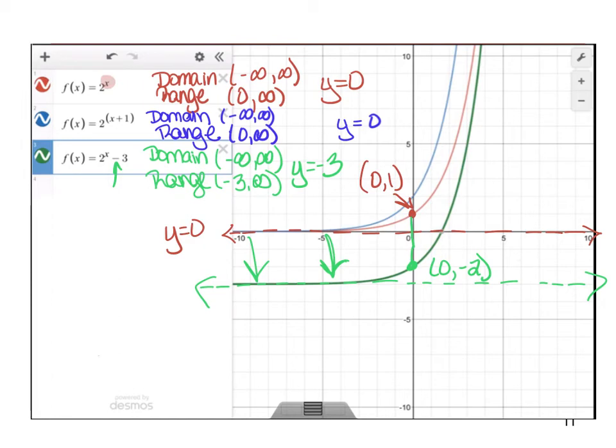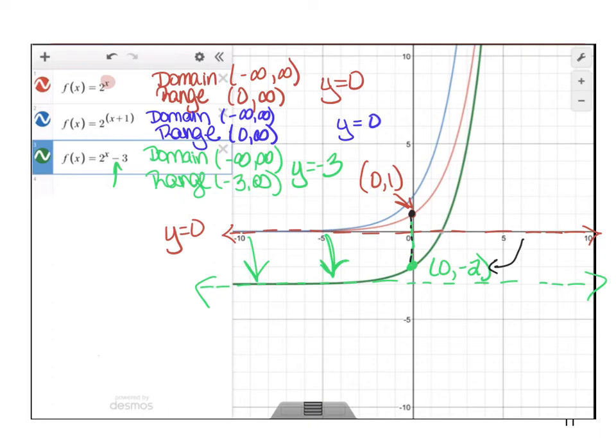Now be careful, because the fact that this point is 0, negative 2 confuses students. Very often students will put that their range is negative 2 to infinity, or their asymptote is negative 2. But it's not. It's negative 3 because we moved it down 3 spaces. Remember, you started at 0, 1, but now we moved down to 0, negative 2.